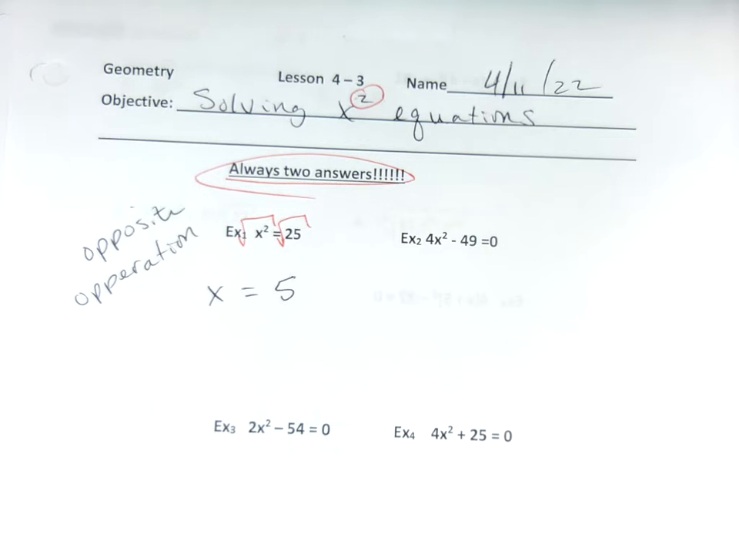So think about this. Negative 5 times negative 5 is positive 5 squared, 25. So you're going to have a 5 and a negative 5. So the answer is going to be 5 and negative 5. Okay?